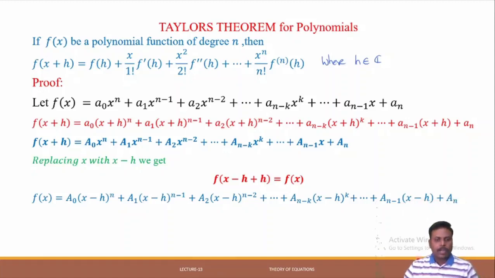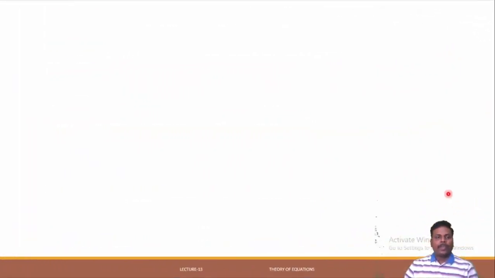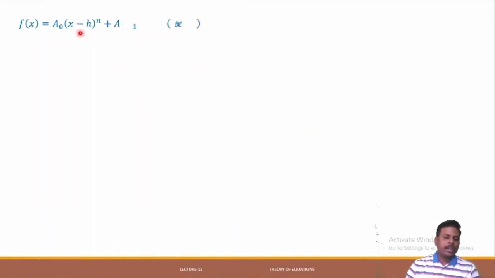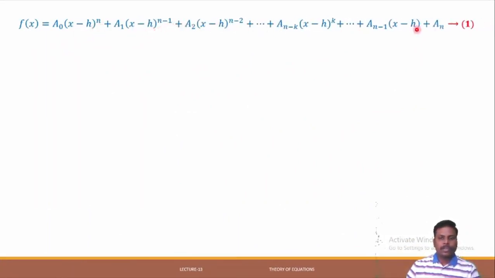Now let us find out the coefficients a0, a1, a2 and so on up to an. Let f(x) be equal to a0 (x-h)^n + a1 (x-h)^(n-1) and so on up to a(n-1) (x-h) + an. We call it equation 1.